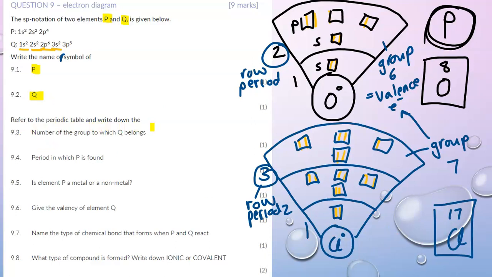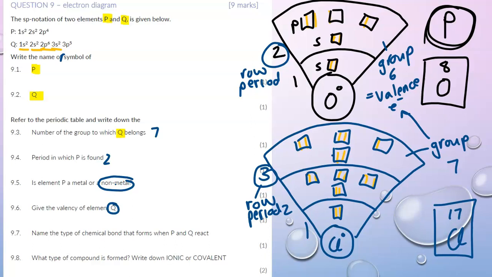Refer to the periodic table and write down the following. Okay, now we can go back to the periodic table, but we also have all the information in a little sketch. So what is the number of the group to which Q belongs? Q is chlorine, and the group number we said is 7. What is the period to which P belongs? So P is up here, this is oxygen, and the period we said is 2. Is element P a metal or a non-metal? So P was oxygen, so she's a non-metal because she's on the right side of the step in the periodic table. Give the valency of Q.